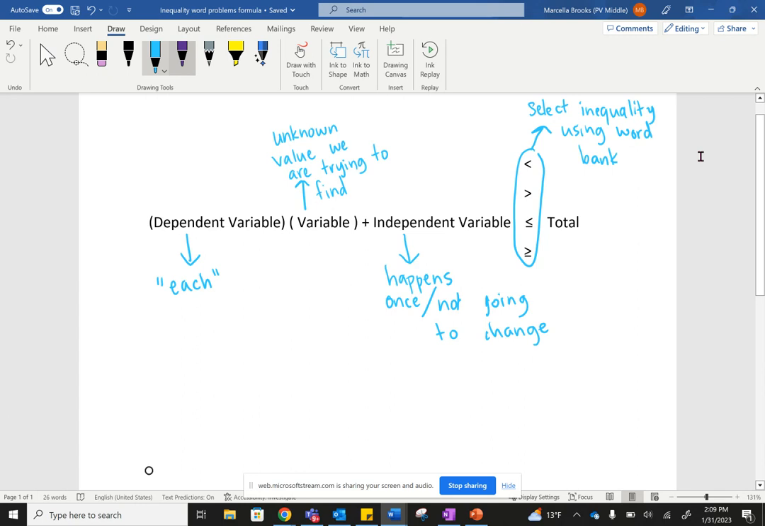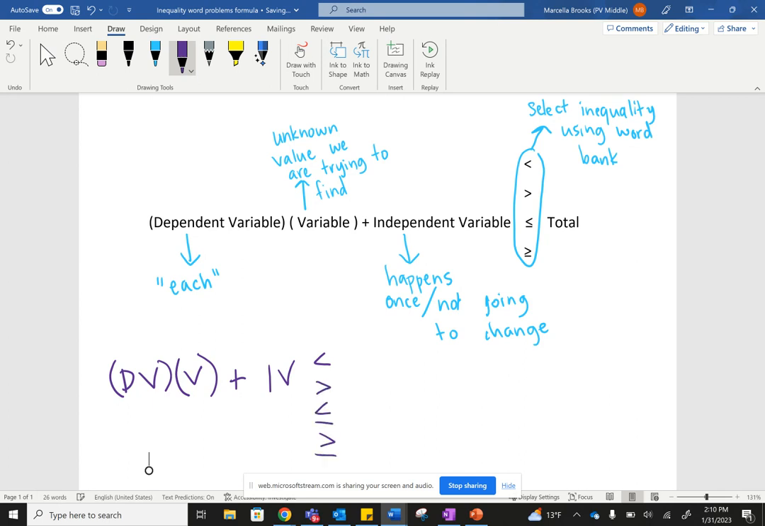So the way I'm going to abbreviate it is like this. It's going to be DV, that stands for dependent variable, times the variable plus IV, which is independent variable. Then I'm going to put all the signs. You're only going to pick one, but I'm going to put them all there, and then total. I know this means nothing right now, but once we get into it, you're going to refer back to this to help you figure out what the problems are. So here we go. We're just going to dive right in.